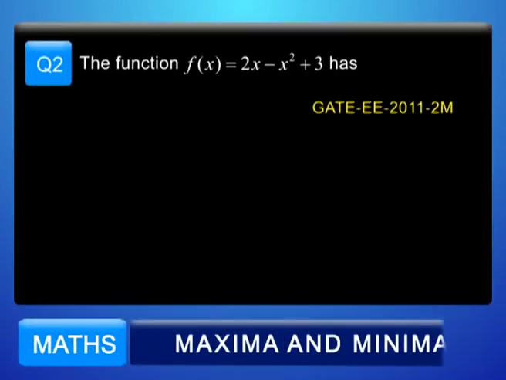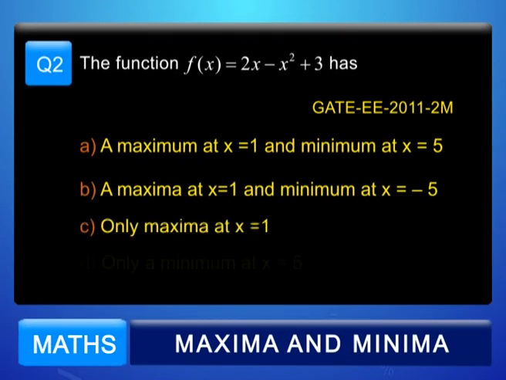Question number 2. The function f of x is equal to 2x minus x square plus 3 has, there are 4 options: a maximum at x is equal to 1 and a minimum at x is equal to 5, a maximum at x is equal to 1 and a minimum at x is equal to minus 5, only maximum at x is equal to 1, only a minimum at x is equal to 5.